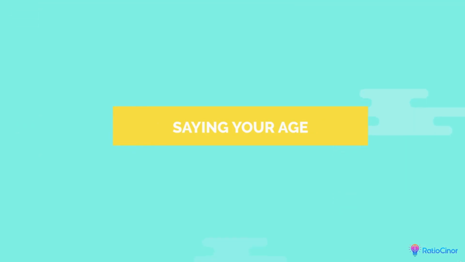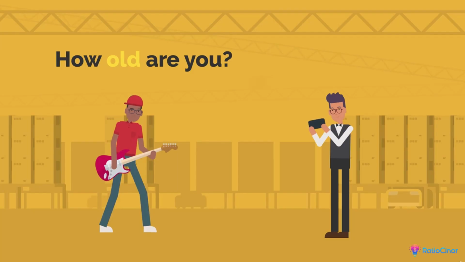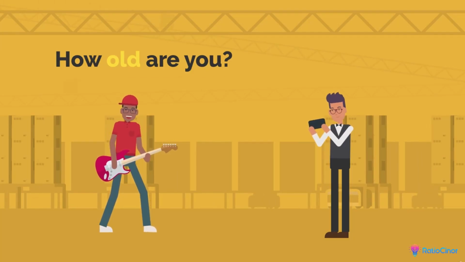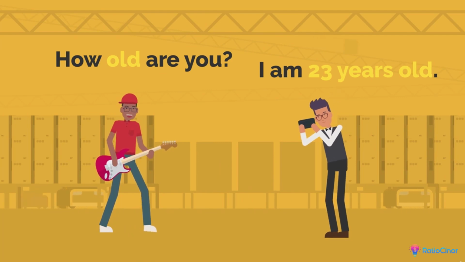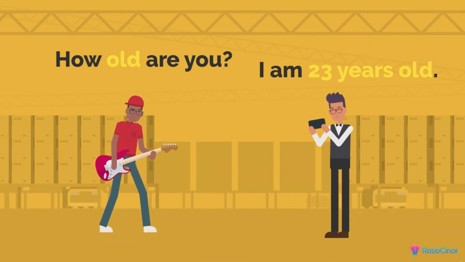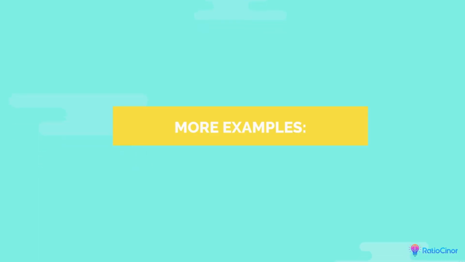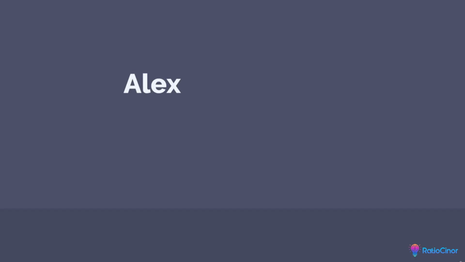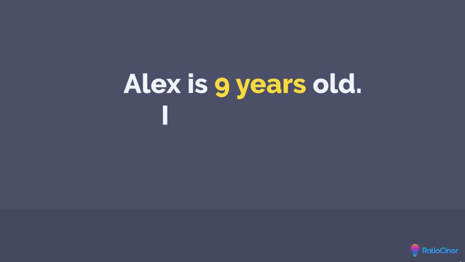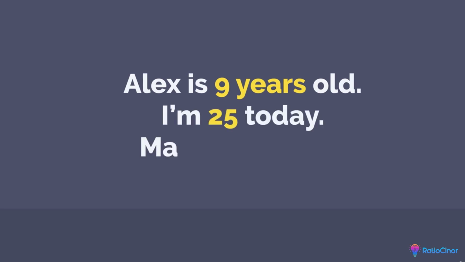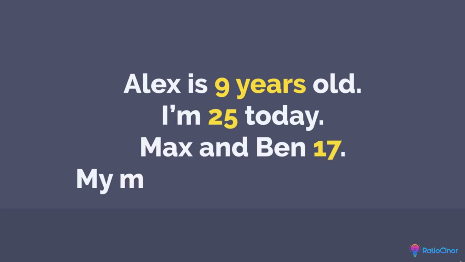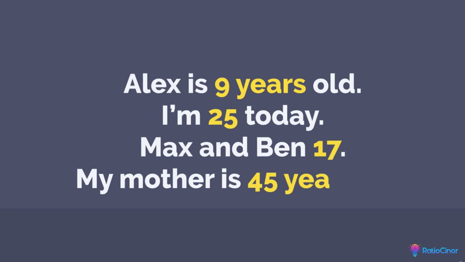Saying your age. Use the verb to be to talk about your age. How old are you? I am 23 years old. The verb to be changes with the subject. More examples. Alex is 9 years old. I'm 25 today. Max and Ben are 17. My mother is 45 years old.